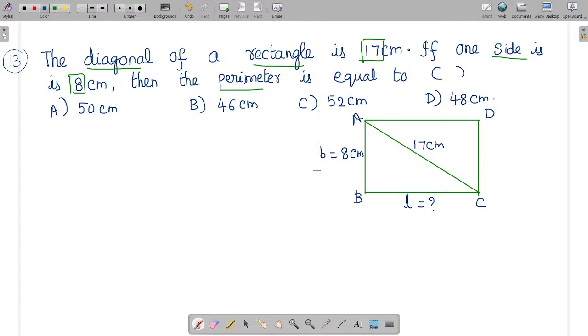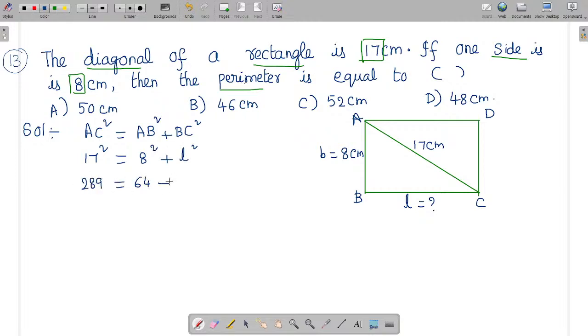So using the Pythagoras theorem we have the formula. So the solution is like this. Apply the Pythagoras theorem. So we have AC square equals AB square plus BC square, right? AC square is equal to 17 square equals AB is 8 square, BC square means L square. This is 289 equals 64, 8 square, plus L square. So let us find out the L value.